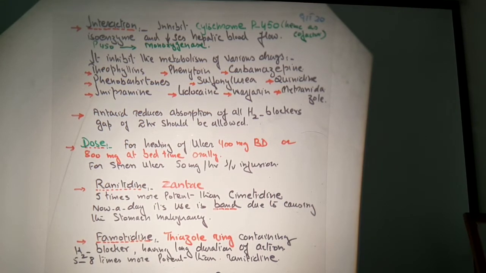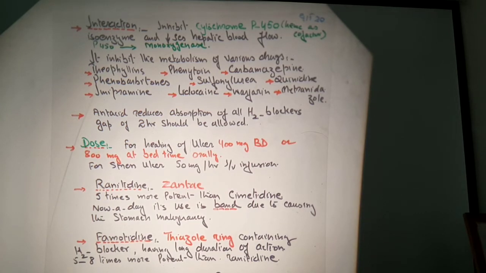Now again, antacid reduces the absorption of all H2 blockers. A gap of 2 hours should be allowed. When antacids are given to the patient, they interfere with the H2 blockers, so there must be some gap between the H2 blockers and this drug. So a gap of 2 hours should be allowed.